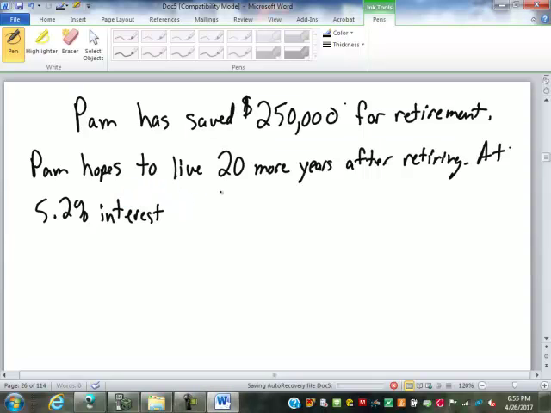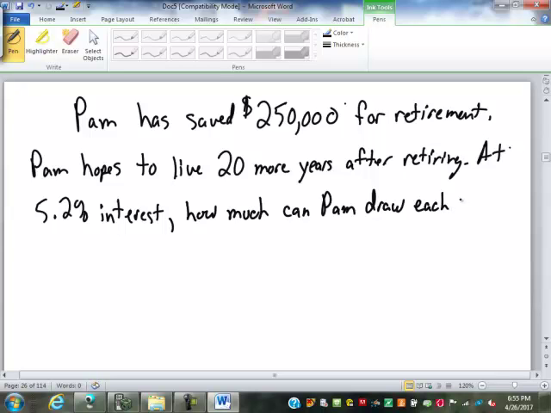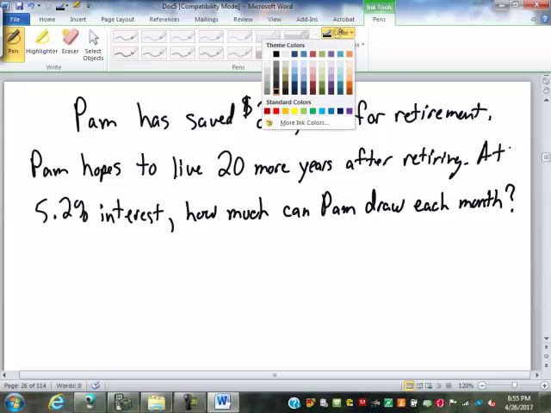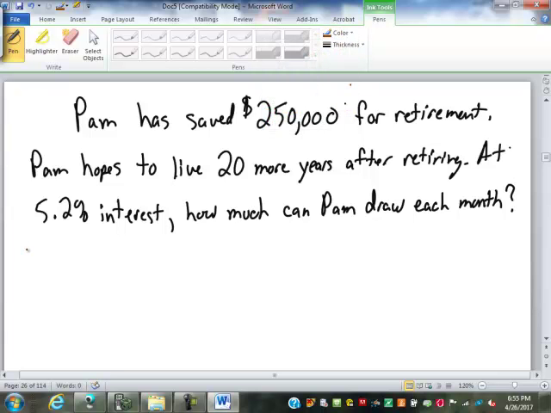So at 5.2% interest, how much can Pam draw? Draw just means how much can they withdraw or take out as a payment each month. So as I said, we are now in the liquidation phase.